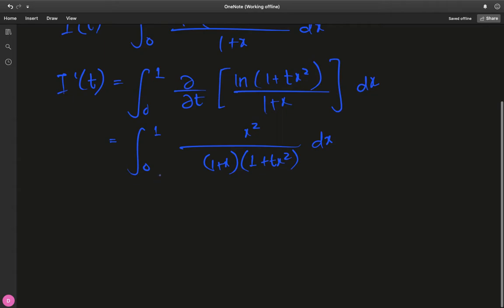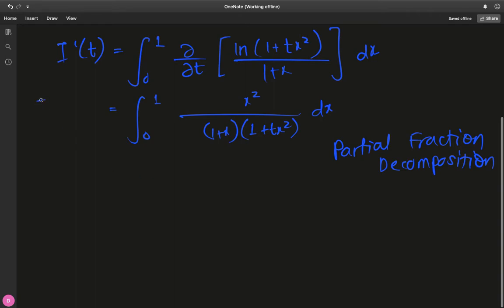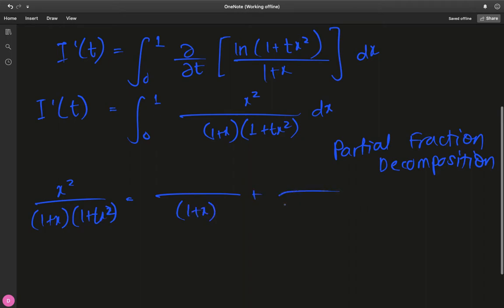Fair enough. But we can still simplify this further, because notice we have a product of factors in the denominator. So this calls for partial fraction decomposition. Whenever we have a product in the denominator and you want to express this as a sum of two different partial fractions, partial fraction decomposition is the ultimate answer. So forget the integral for now. You have x squared over 1 plus x times 1 plus t x squared. You want to express this as something over 1 plus x plus something over the second factor, which is 1 plus t x squared.